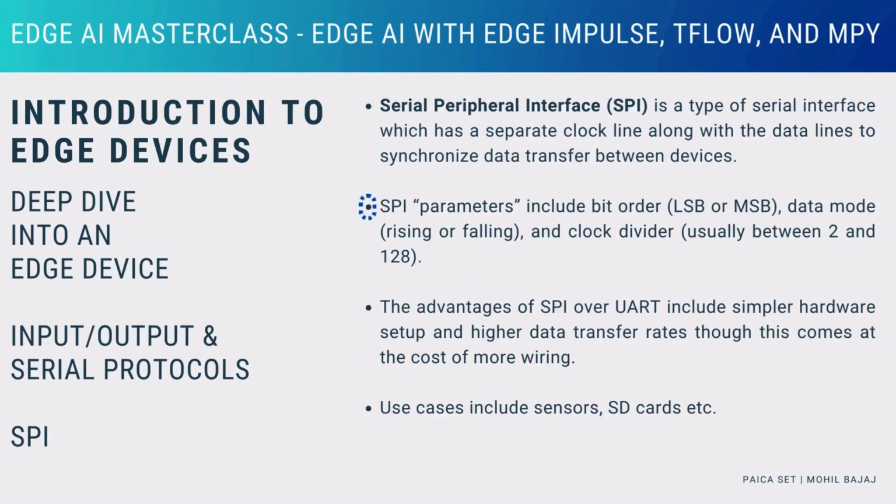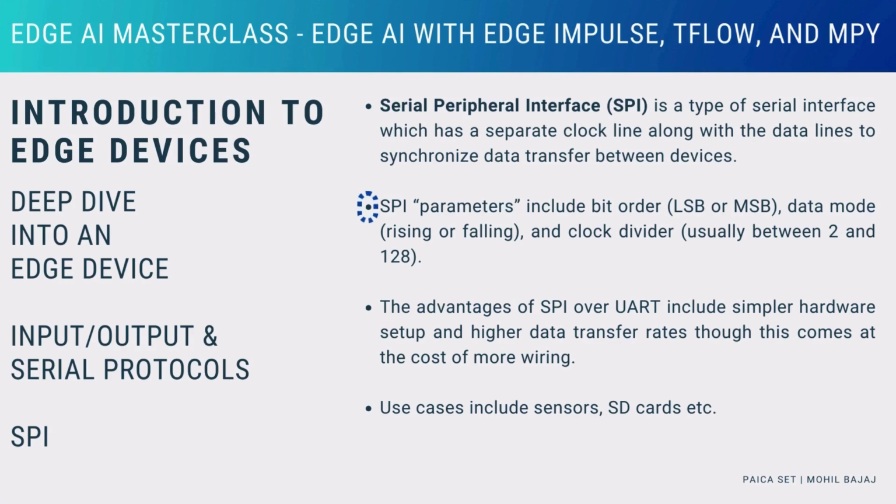Lastly, there's clock divider, which adjusts the clock frequency used in data transmission by a factor usually between 2 and 128. For example, if the clock speed is 16 megahertz and you use a clock divider value of 8, then the clock speed, and thus the data transfer rate, will become 16 divided by 8, or 2 megahertz.